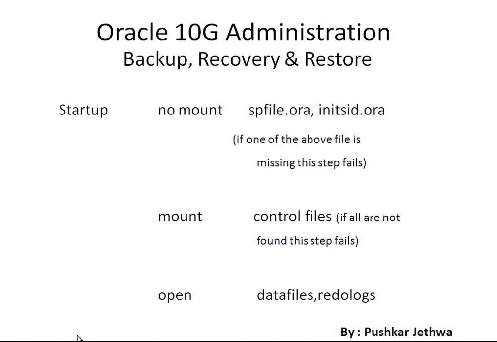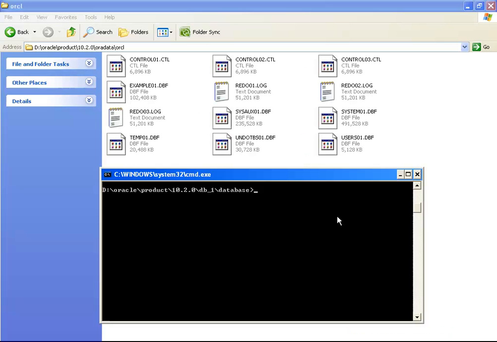Now, after startup of the instance, we alter the database to open mode. If all the data files and redo log files are not in sync or any one of them is corrupt, then this step fails. Now let's see how to back up the control files.